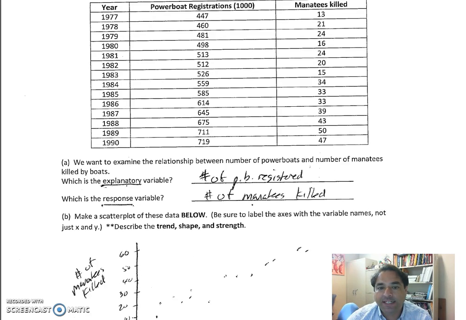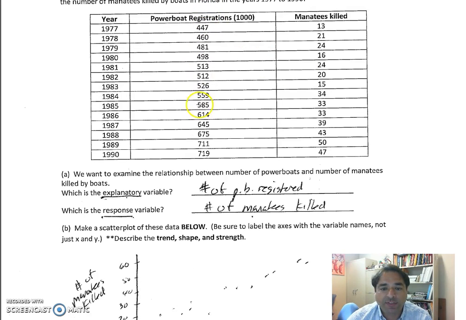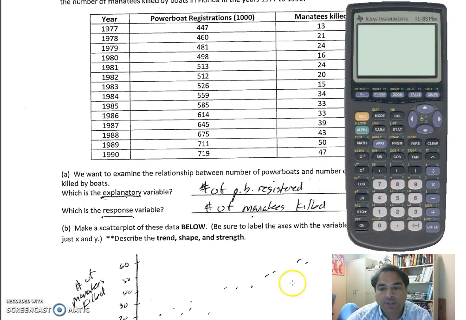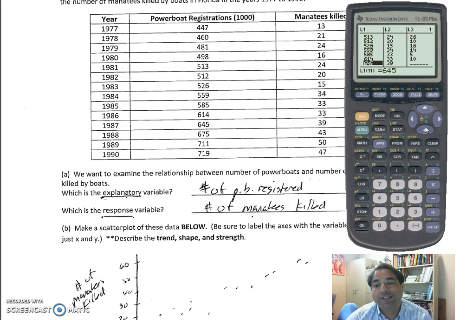We're going to put this data in our calculator. I'm going to put powerboat registrations in list 1, and I'm going to put manatees killed in list 2. So we go to the calculator, stat, edit, in list 1, I put all the powerboat registrations, and in list 2, I put all the manatees killed. Double, triple check your data. If one set of data is wrong, then the whole thing will come out wrong. So be careful, careful, careful. Okay? So for the calculator, step 1, put the data in the calculator.